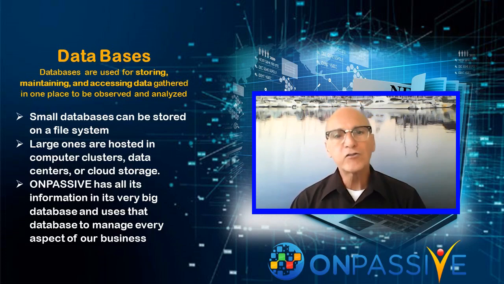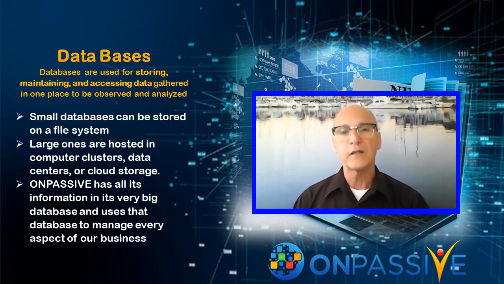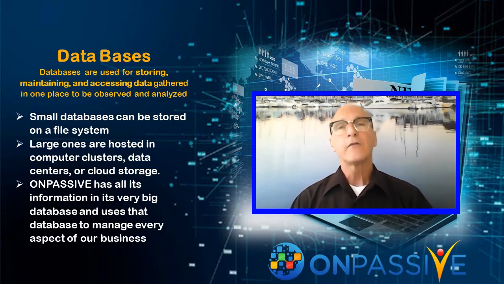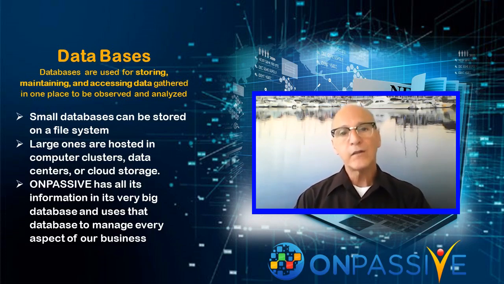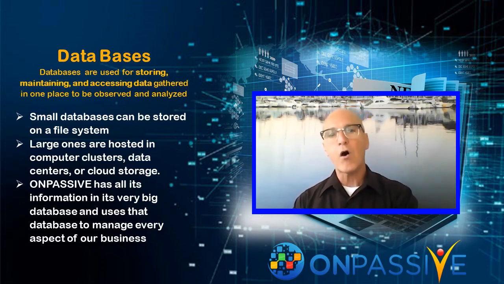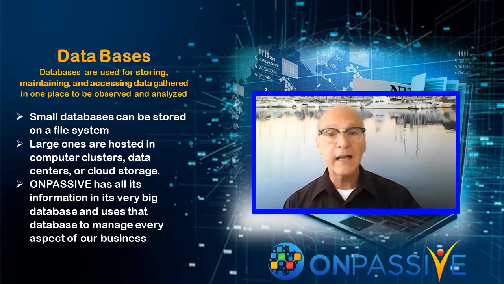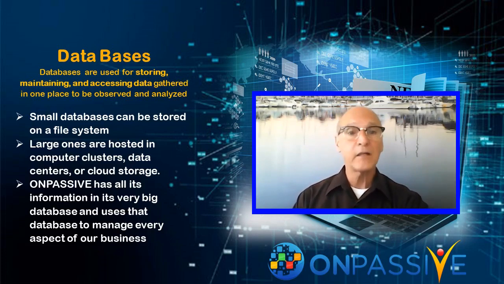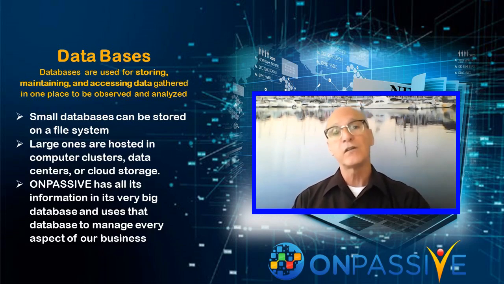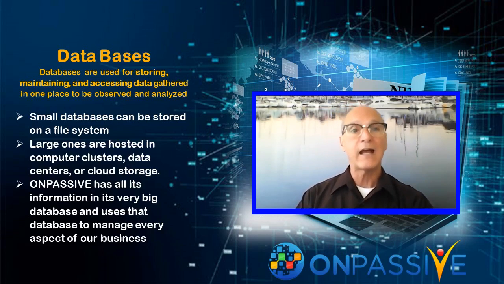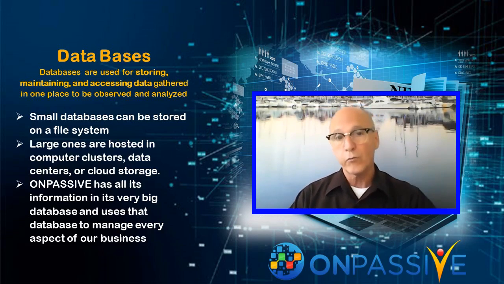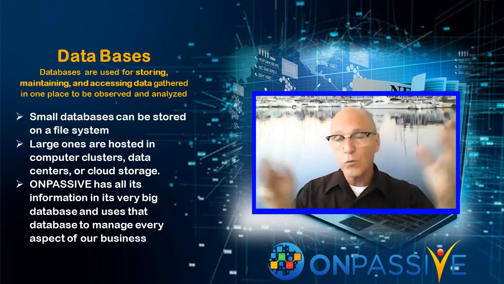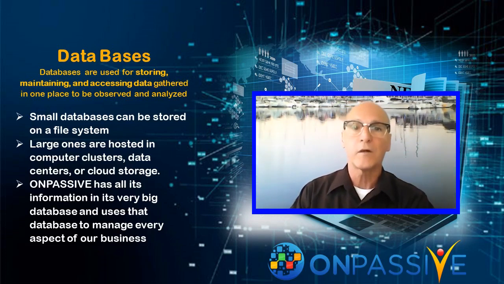However, the large databases, the big ones, are hosted in computer clusters and data centers and cloud storage, right? So OnPassive uses databases. It's got a huge one. It's got all its information, its locations, its founders, its employees, its finances, its products, its company profiles, everything in a very big database, and it uses that database to manage every aspect of the business, because you can go in and run queries, you can sort stuff, and it's miraculous what it can do, right?